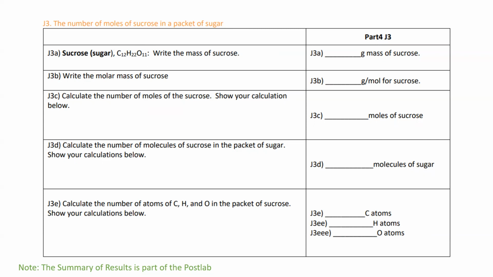Then from the mass of sucrose, using the molar mass as a conversion factor, you can calculate the number of moles of sucrose, and use Avogadro's number to calculate the number of sucrose molecules. And then convert that to the number of carbon atoms, hydrogen atoms, and oxygen atoms. Given the formula up here, you know how many carbon atoms are in 1 sucrose molecule. Same for hydrogen atoms and oxygen atoms.